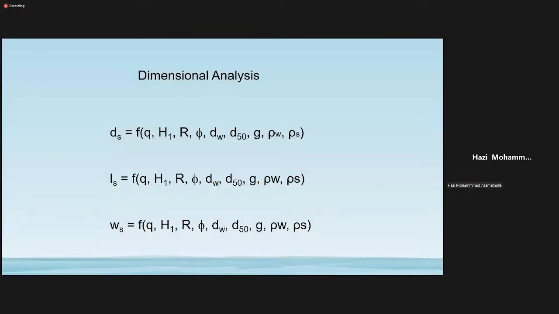You are all aware that in second year you studied dimensional analysis and the Buckingham Pi theorem, Rayleigh's method. Here, depth of scour is a function of discharge intensity, head, bucket radius, and lip angle, with rate of change of momentum equal to force. Tailwater depth DW and the D50 bed material size are very important, along with the density of water and density of sediment. Similarly, location of scour LS and width of scour. Next, please.